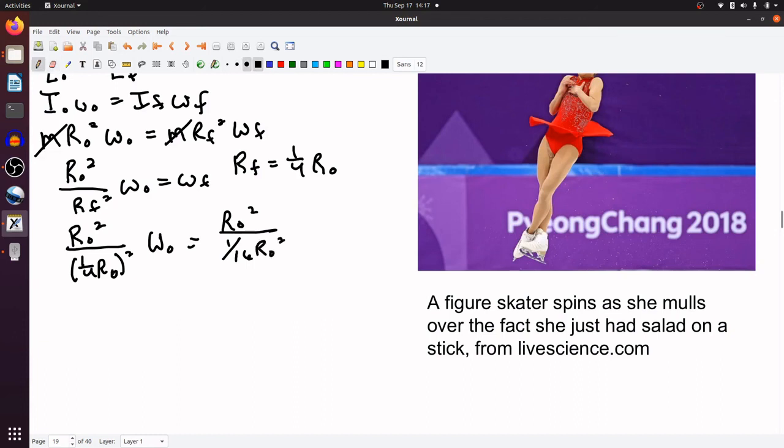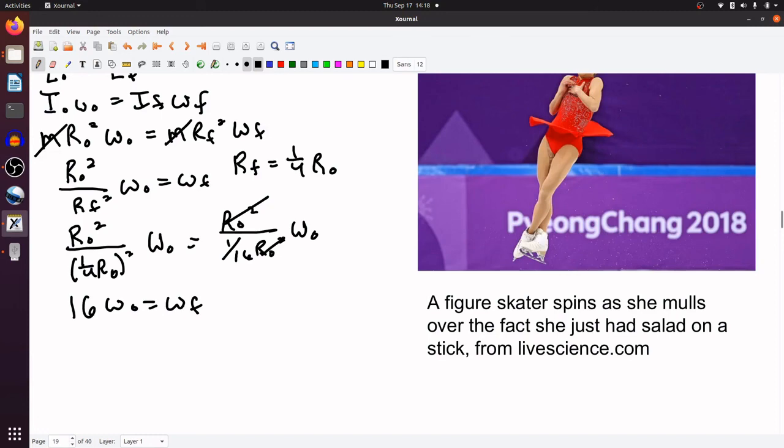r naught squared omega naught. R naught squared goes away. That's why we did this. So we're left with 1 divided by 1 over 16, which is just going to be 16. So that's going to give me 16 omega naught. This is, remember, still equal to omega f.